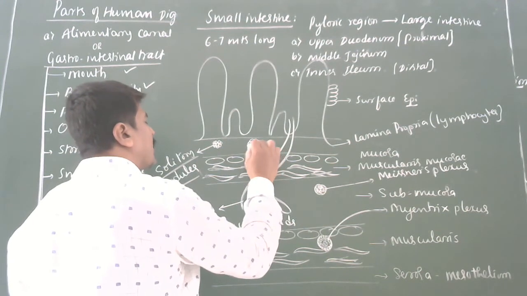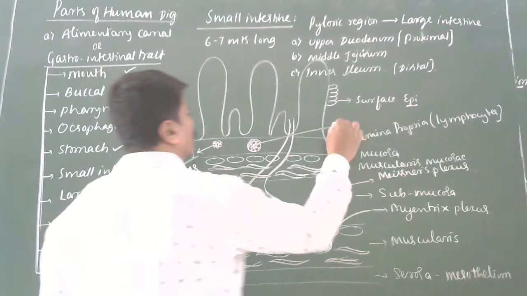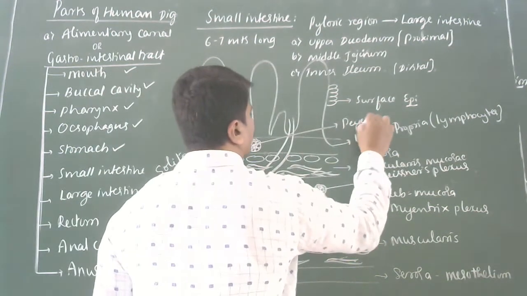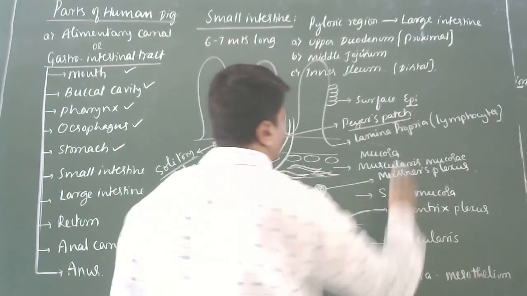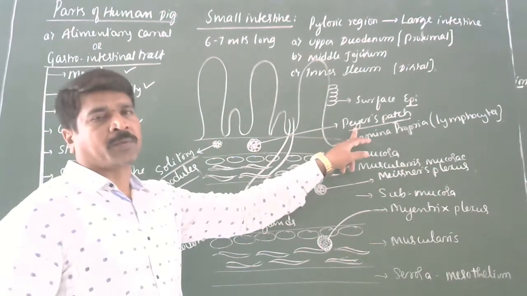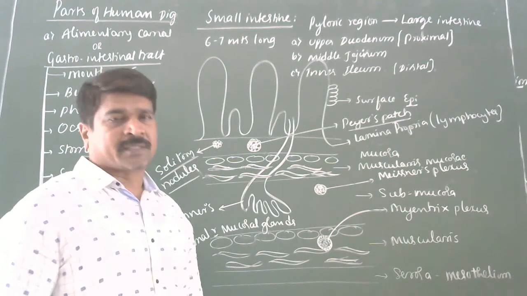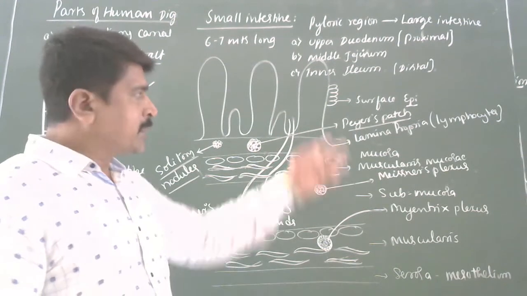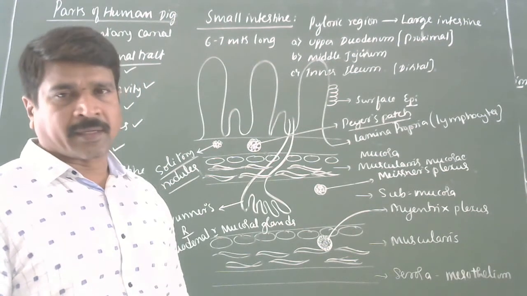About 10 to 70 solitary nodules aggregate together to form a Peyer's patch. That you should keep in mind. This Peyer's patch is also an example of a secondary lymphoid organ because it is also involved in immunity. Clear? I think you are getting it.